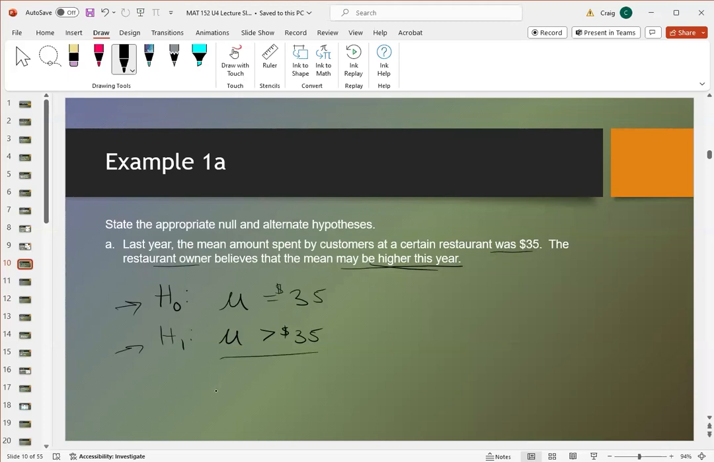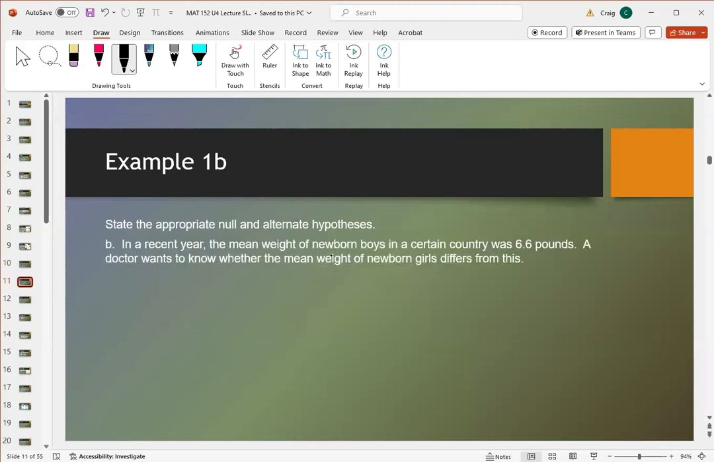We collect a sample of how much was spent at the restaurant, and then we'll compare it to 35. In a recent year, the mean weight of newborn boys in a certain country was 6.6 pounds. A doctor wants to know whether the mean weight of newborn girls differs from this. And so our null is that the mean weight, and we could just write a little g here, of newborn girls is going to be equal to 6.6 pounds. We're going to assume that they're equal. We're going to assume that the samples we collect would be no different. And then if he wants to know if they are different, the alternative would be that the mean weight of the girls is different from 6.6 pounds.